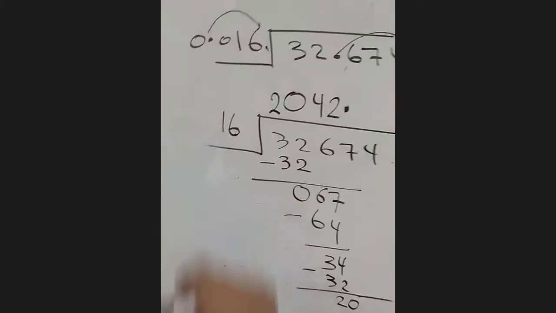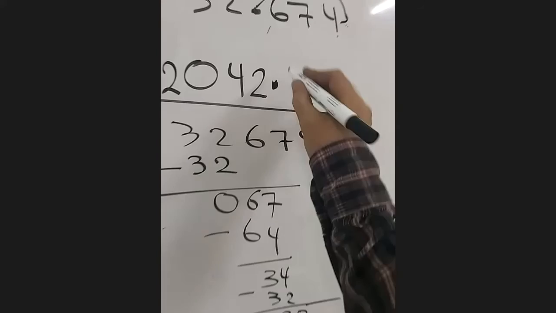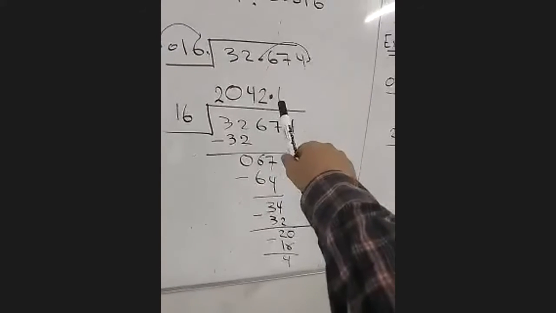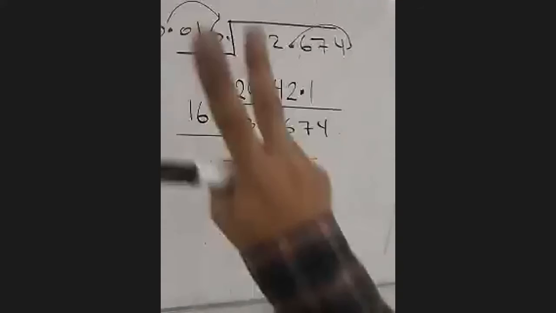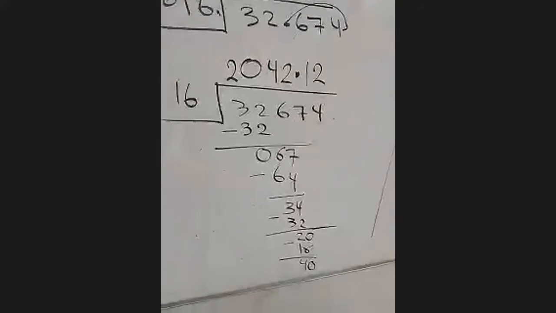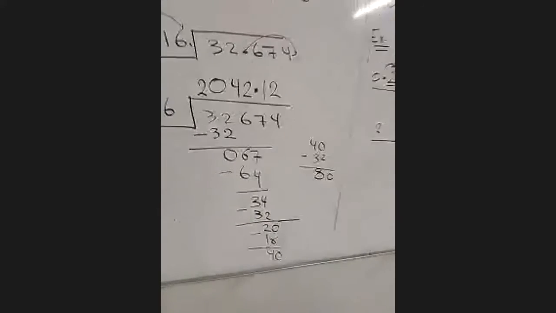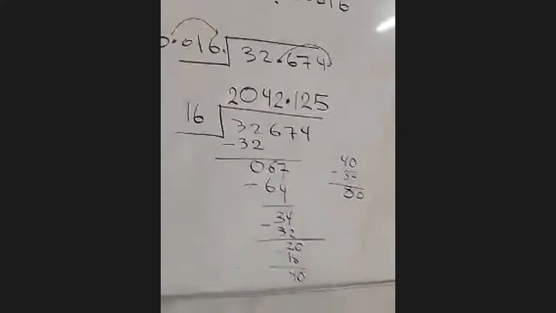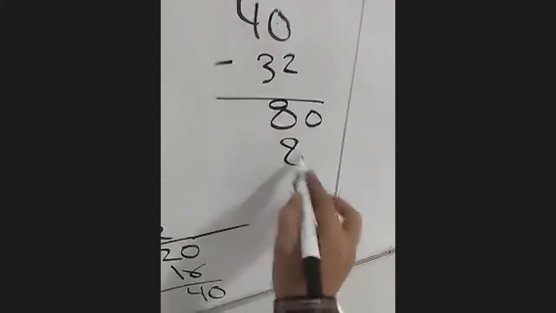Now 20 divided by 16 is 1, because 2 gives 32. 1 times 16 is 16. Subtract, 4. I have a decimal, so I can add 0. 40 divided by 16 is 2. 2 times 16 is 32. Subtract. I can add 0. 80 divided by 16 is exactly 5. 5 times 16 is 80. Subtract.